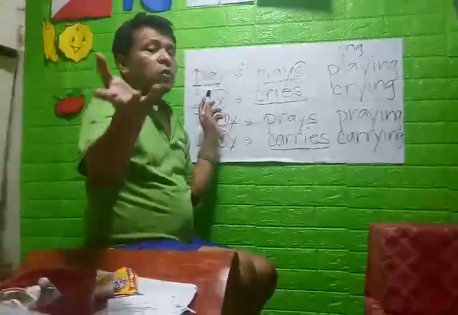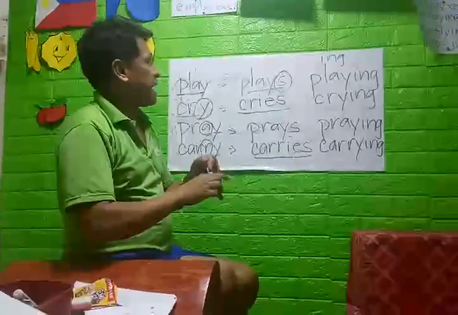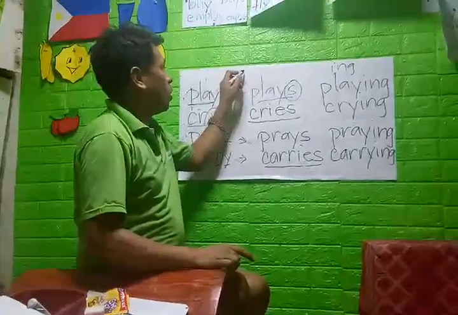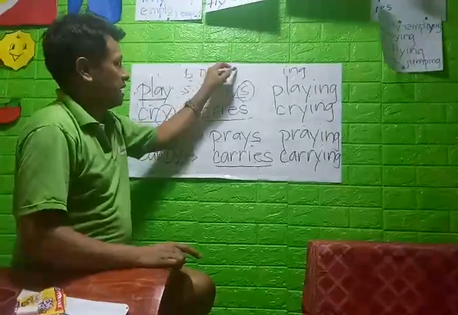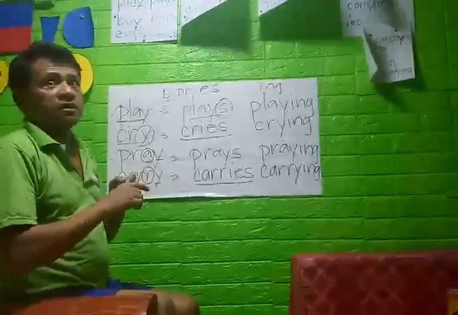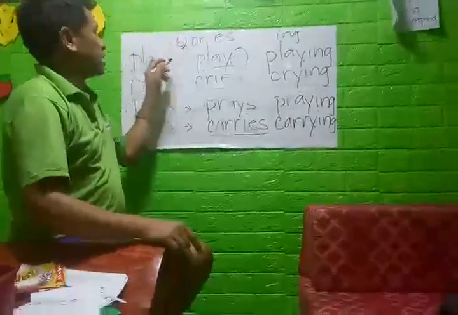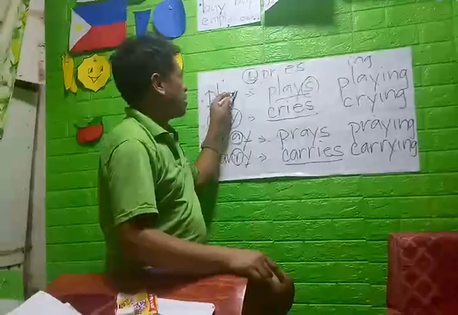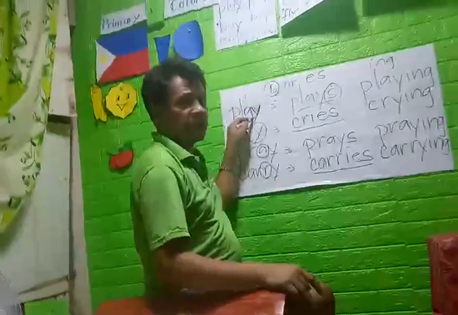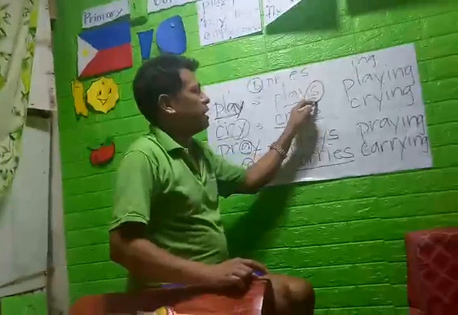Ulitin ko lang, we can form or we can write the simple present tense of the verb by adding s or es. But there is an agreement between that. If you are going to add s only if it ends with y, but prior to the y there is a vowel letter. There is a vowel letter. So you just have to add s.